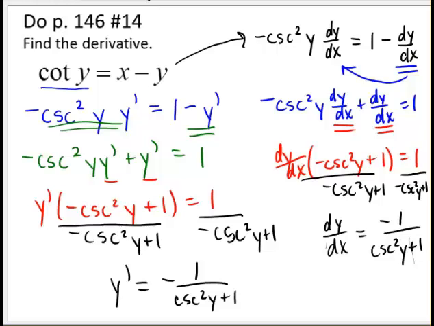And I need to make a little quick correction on that. That negative should be on the bottom with the cosecant. The same thing over here: this negative is actually with the cosecant. If I want to be technical, I should really write 1 minus cosecant squared y. So as you can see, I come up with the same answers. I'm going to continue to use this dy over dx notation.